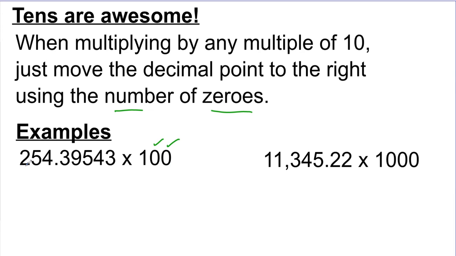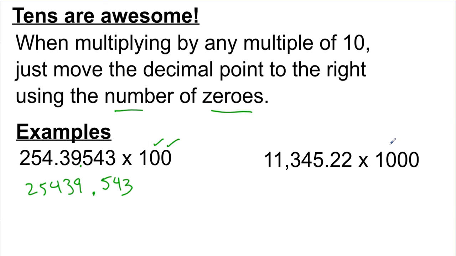If I moved it to the left, I'd end up with 2.5, right? That's much smaller. So if I move this 2 places to the right, I end up putting it right here, and I end up with 25439.543, right? So that's why tens are awesome, because we don't actually have to go through the process. We can use this nice fact that decimals are based around tens and multiples of tens. Right, and that makes it move the decimal point.